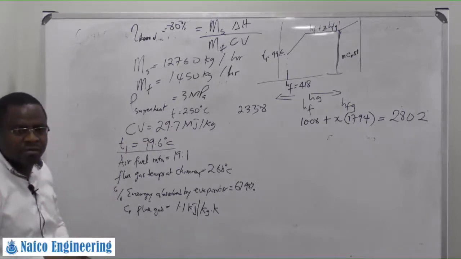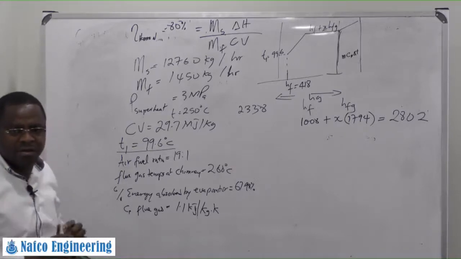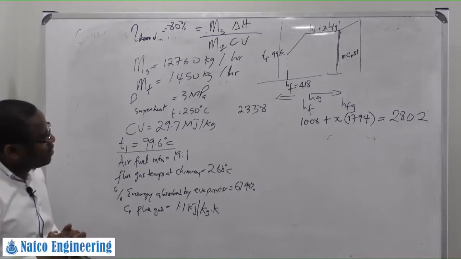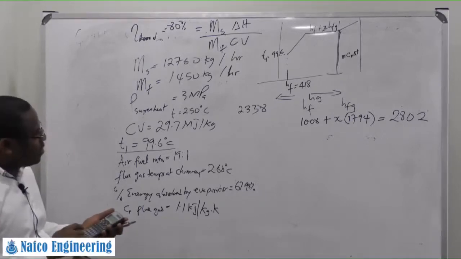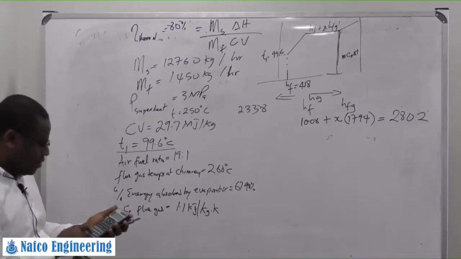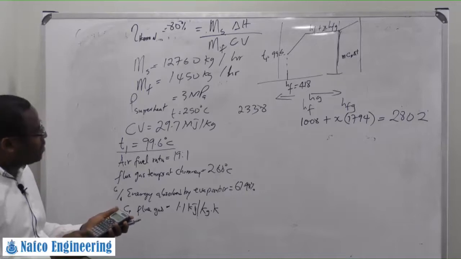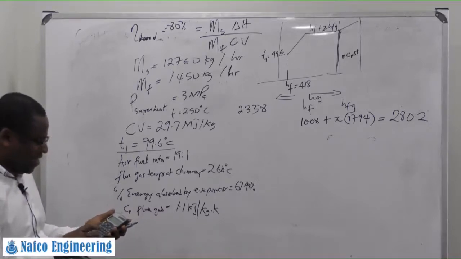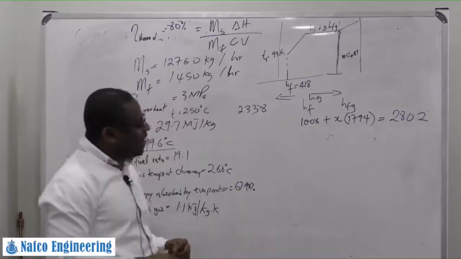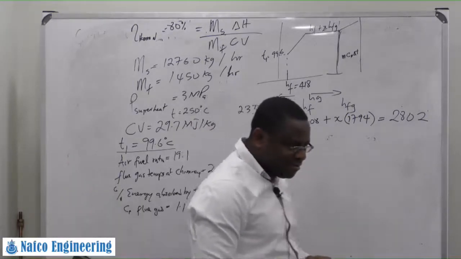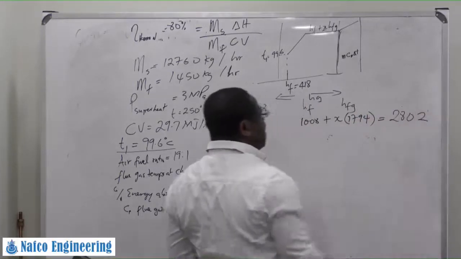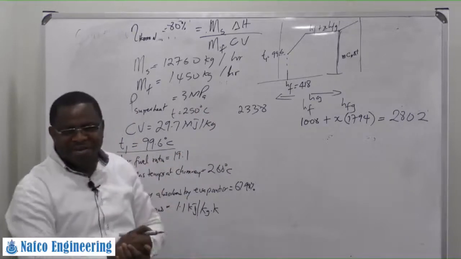Do we have CP? Is it going to be one fraction? Let's check. 2802 minus 1008 equals that, divided by 1794. One. What I want is the enthalpy of the steam when it is out. If I had the superheated, I'll just get that enthalpy of the superheated, then I'll equate with that.